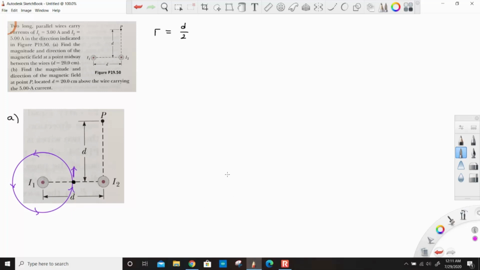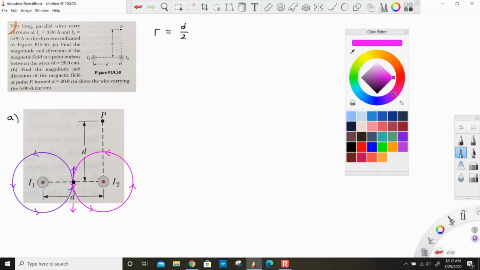Now wire 2 is going to have the exact same system because it is also a wire pointed out of the board. So it should also have a magnetic field that is counterclockwise from our point of view, and therefore we'll have a magnetic field that is pointed down at the point of interest. I'm going to move that a little out of the way so that it's easier to see everything. That means that one of ours is in the positive y direction and one is in the negative y direction. Let's determine how much each one is.